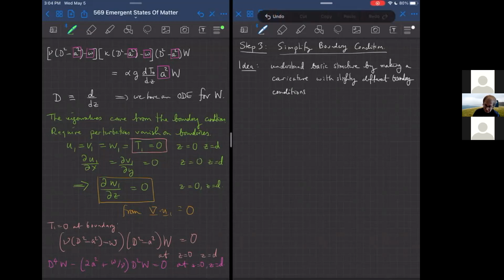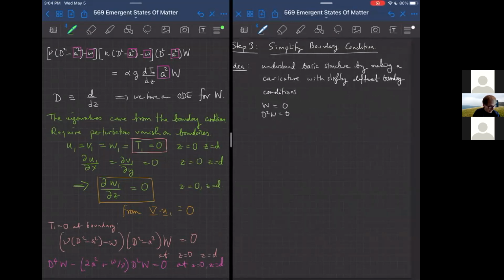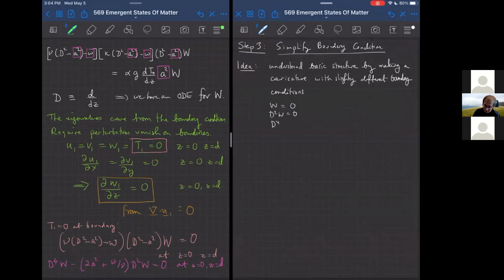So those boundary conditions are the following. We're going to say that W is equal to 0, D squared W is equal to 0, and D fourth W is equal to 0. And that's going to be true at Z equals 0 and Z equals D. So we're going to use those boundary conditions, and we want to use these boundary conditions because we know what the solutions are going to be.